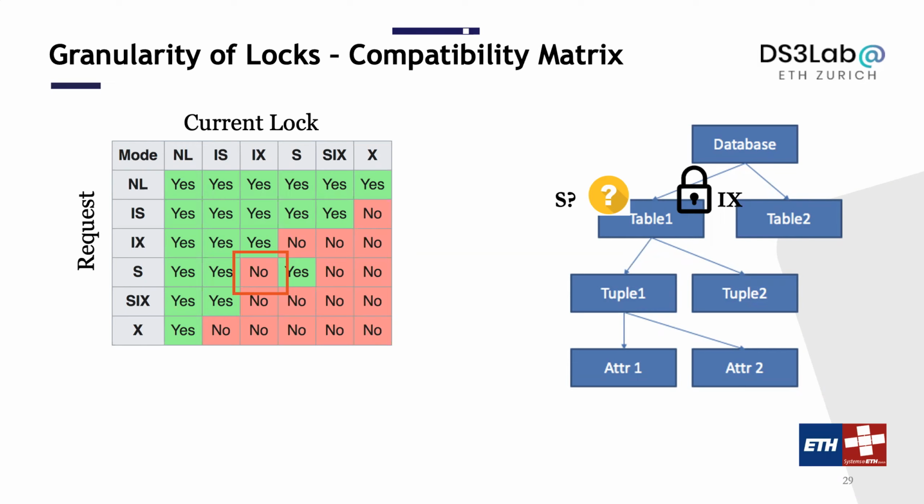Whenever you have an intention exclusive lock from some other transaction, it means that although that transaction won't change all the tuples in this table, it is holding an exclusive lock on some tuples in this table. In this case, there's no way I can successfully acquire a share lock on all the tuples, because someone else is holding the exclusive lock on some of them, maybe not all of them, but only some. Even that is enough to say you cannot have a share lock on the whole table. So if you do this, the database is going to say no to you.